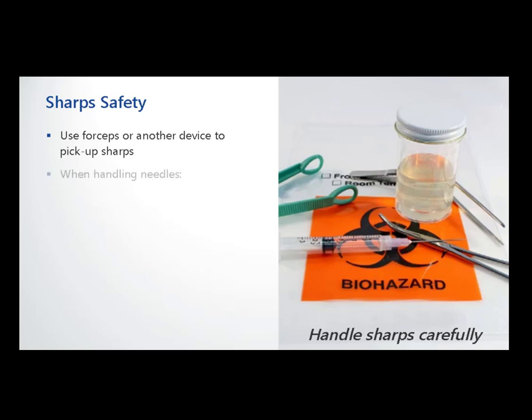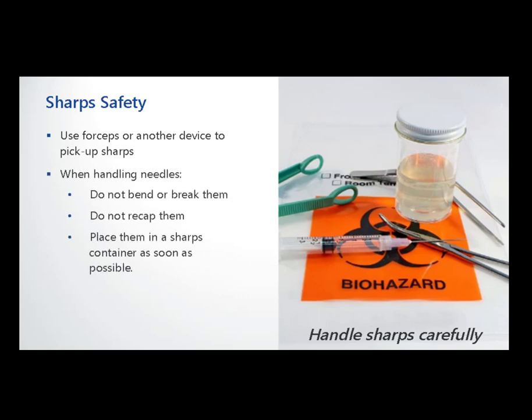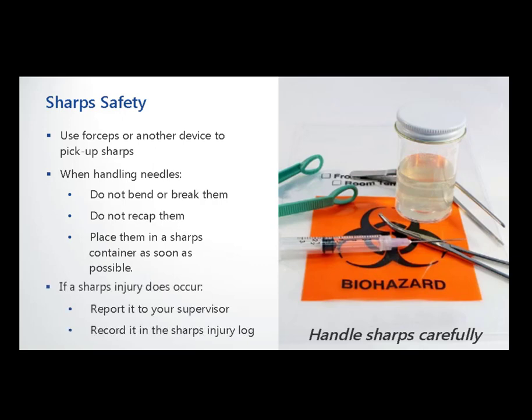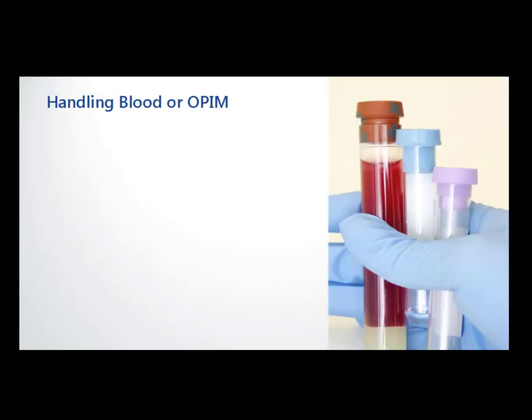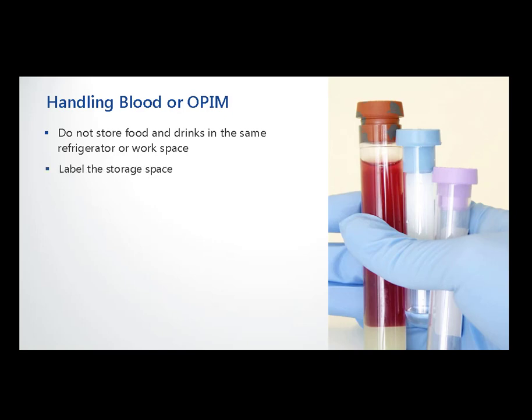When handling needles, do not bend or break them. Do not recap them, and be sure to place them in a sharps container as soon as possible after use. If a sharps injury does occur, report it to your supervisor and record the incident in the sharps injury log. When handling human blood, or OPIM, do not store food and drinks in the same refrigerator or workspace with specimens. Label the storage space of the specimens with the biohazard symbol.